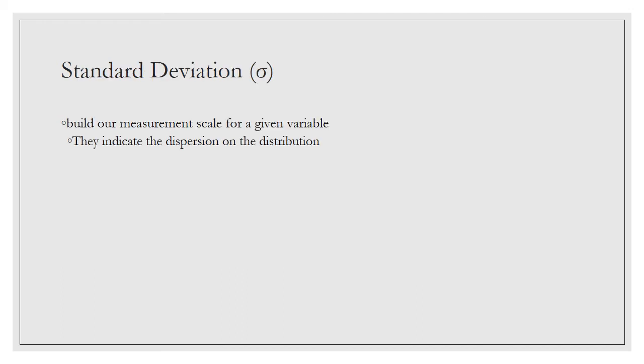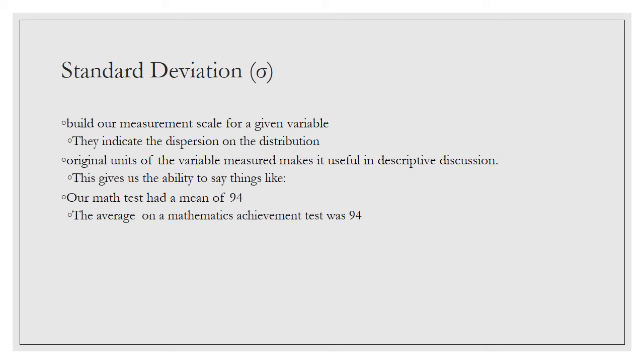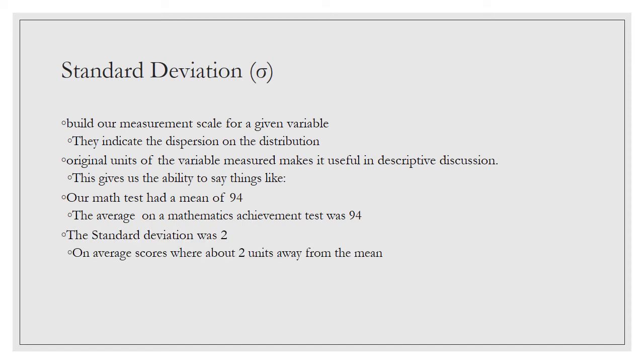Our standard deviations help us build our measurement scales for a given variable. They indicate the amount of dispersion in a distribution of scores. The standard deviation is in the original units of the variable measured, which makes it very practically useful in descriptive statistics. It gives us the ability to say things like, if our math test has a mean of 94, so the average on a mathematics achievement test was 94, and the standard deviation was 2, then on average, scores were about 2 units away from the mean. This means that most people scored above 90.